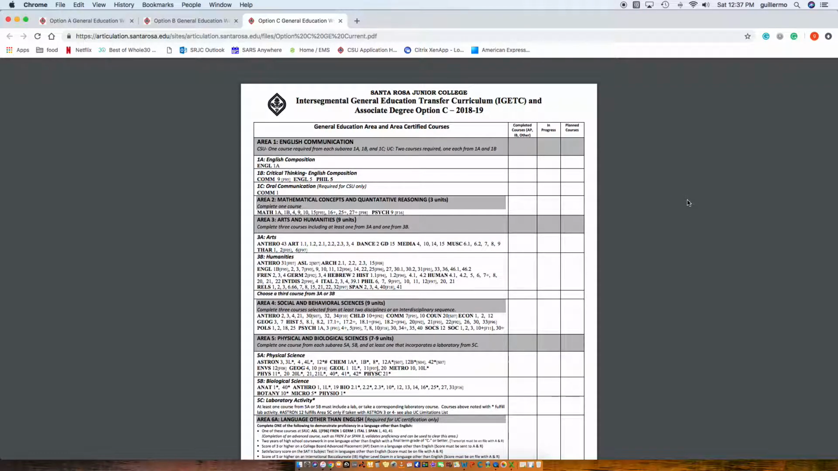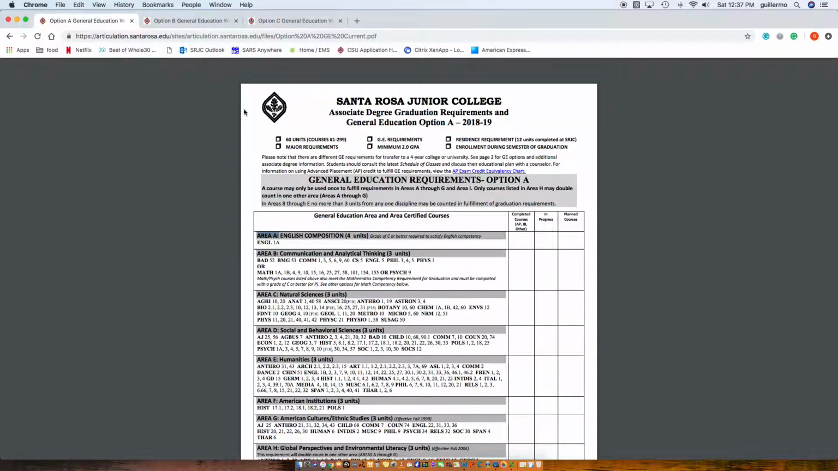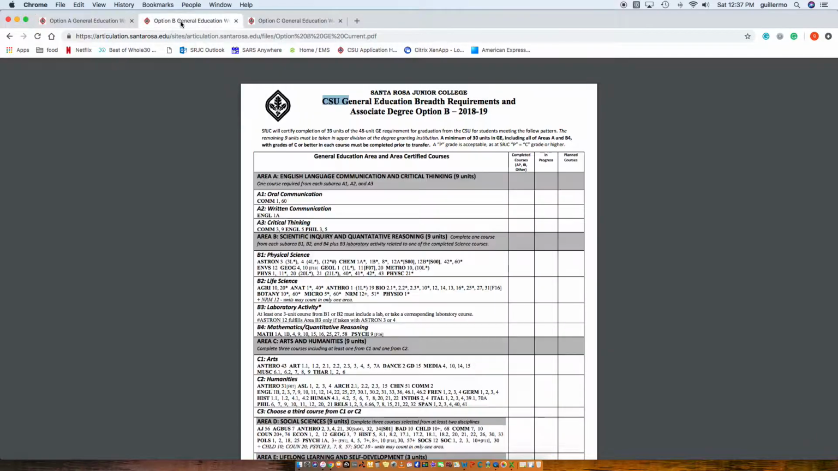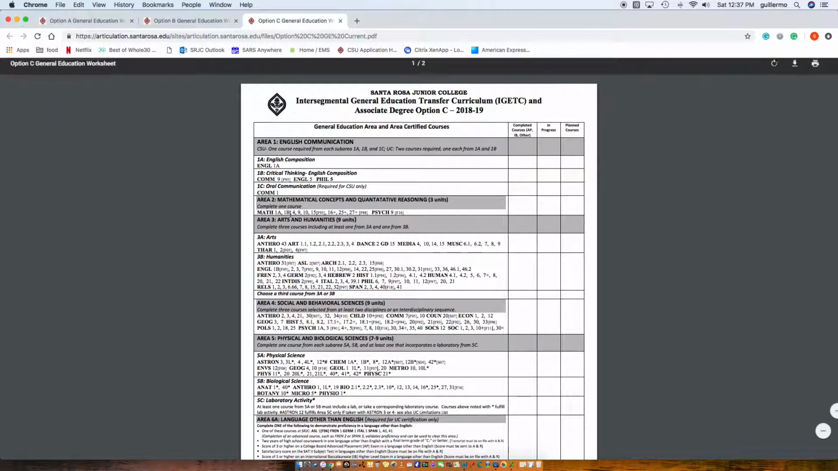Okay, so this is a basic overview of the 3 general ed patterns. One thing you need to keep in mind is all the classes that you take in option A, we could literally put them in option B for the Cal State universities. And if we do this right, we could even put them in option C for IGETC. Okay, it just depends on how we plan this out. So again, one of the many reasons why you want to go ahead and meet with a counselor, because aside from your general ed, you also have to make sure we find out what classes are specifically required for your university.